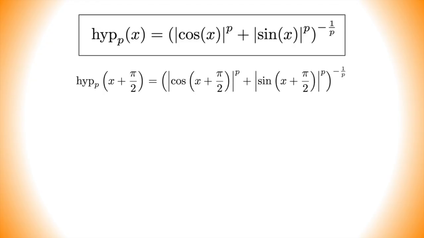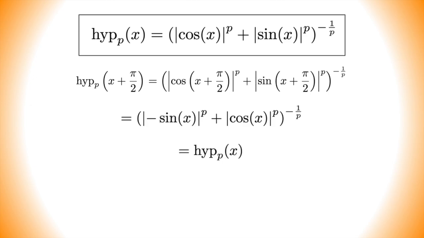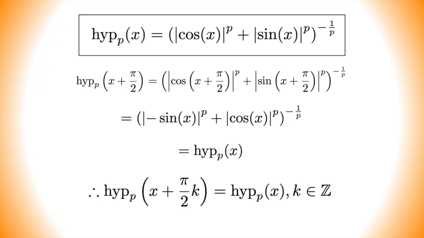For our next identity, we'll be looking for periodicity. If we add pi/2 to the argument, we'll see that our cosine becomes negative sine and the sine becomes a cosine. Due to the commutativity of addition, we can see that this is the same as hyp base p of x. By repeating the addition of pi/2's in the argument, we get the result that hyp base p of x plus pi/2 k equals hyp base p of x for all integers k. In other words, no matter how many pi/2's you add or subtract from the argument of hyp base p, it's the same as hyp base p.